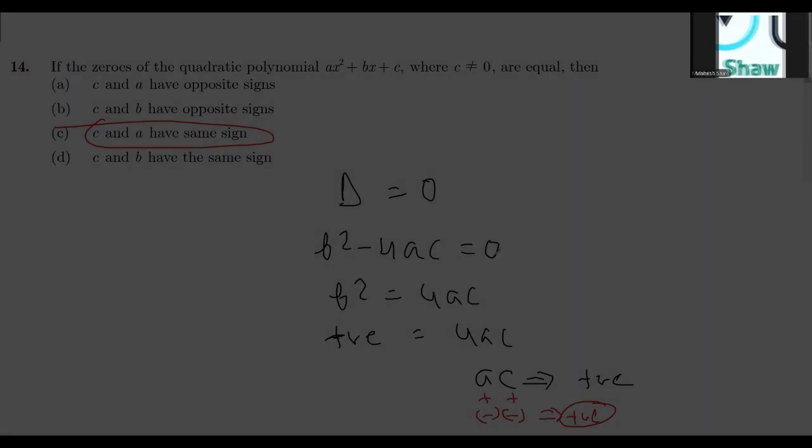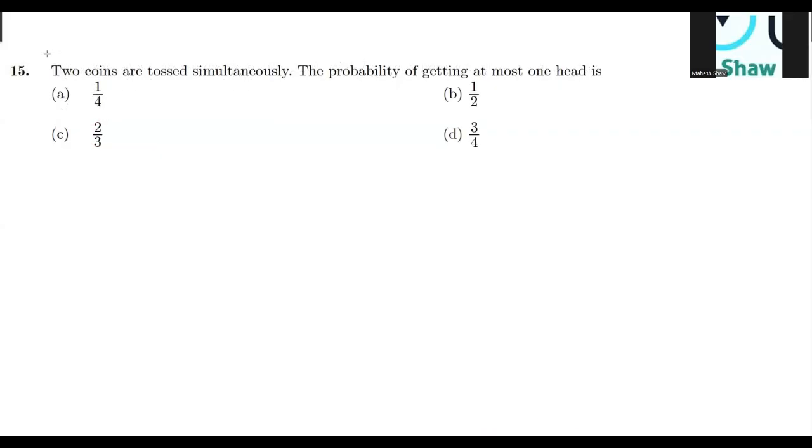Yeah, that's correct. In question number 15, it said two coins are tossed simultaneously. Probability of getting at most one head. At most one head means one head or no head. Let's first make the sample space, as you must be knowing that it can be TT or TH, HH and HT. These are the sample space when two coins are tossed simultaneously.